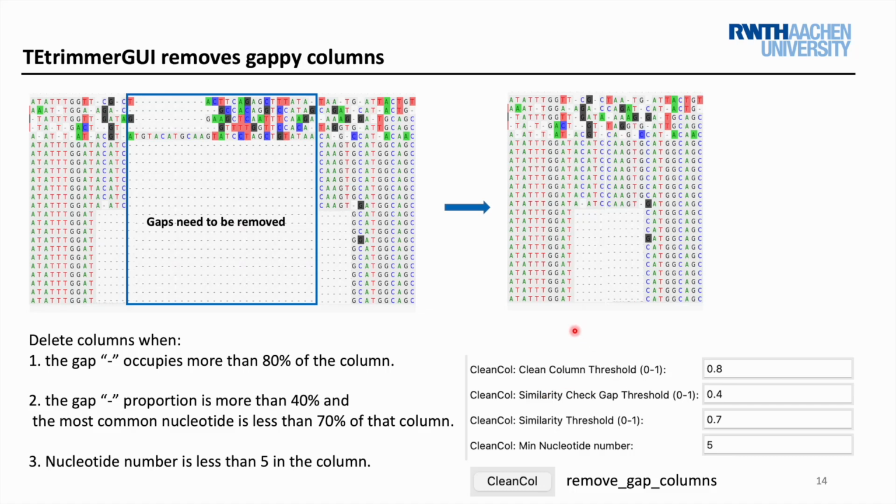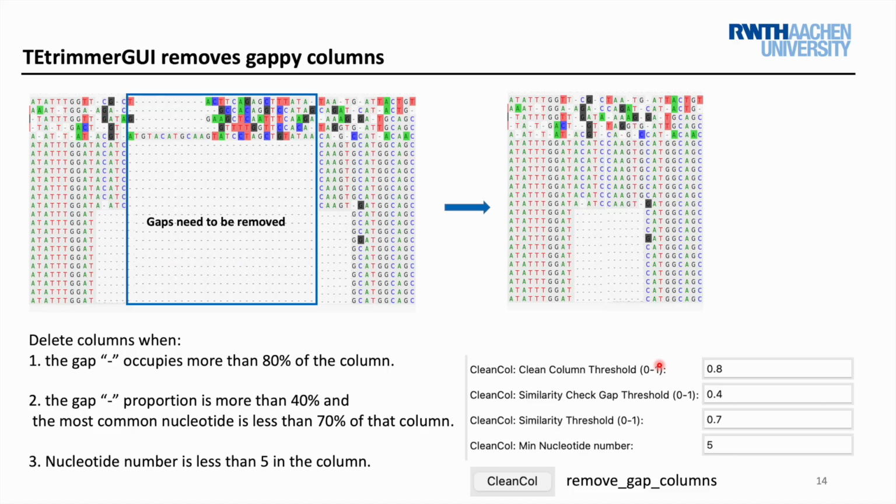You can also set those parameters in the menu bar. For example, the clean column threshold corresponds with this one here, the similar check gap threshold is here, and the similar threshold corresponds with this nucleotide percentage. Here, this minimum nucleotide number corresponds with this one.